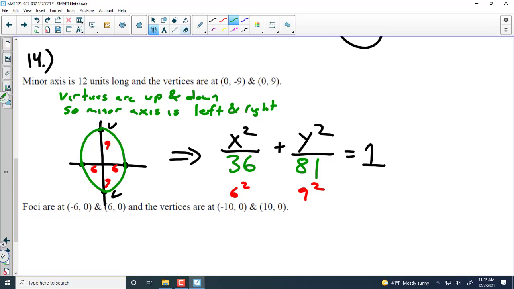Just knowing the minor axis is 12 units long actually doesn't tell you what the minor axis is. But once it tells you what the vertices are, the vertices are up and down. So if the vertices are up and down, that means the minor axis is left and right, because it's always the major axis that connects the vertices. Using that the vertices are up and down, and the minor axis is 12 units long, you can actually get the 4 key points on your ellipse. From your picture, you can deduce that from the center, you're going up and down 9 and left and right 6. You square those numbers: 6 squared is 36, 9 squared is 81. The reason you put the 36 under the x squared is because it was left and right 6. And the reason you put the 81, or 9 squared, under y squared is because it was up and down 9.